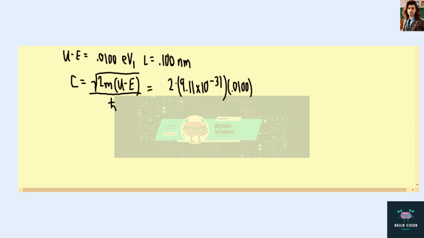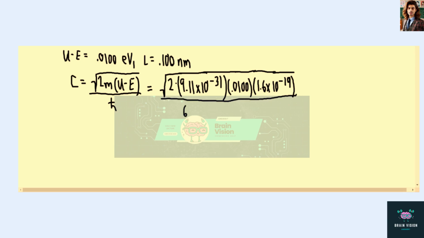So we have 2 times the mass, and that's 2 times 9.11 times 10 to the minus 31 for the electron, times U minus E, which we know in electron volts, and then we're going to multiply by a conversion factor from electron volts to joules, since we have everything else in SI units. And then we'll take the square root of all of that, and then divide by h bar, which is 6.626 times 10 to the minus 34 joule seconds divided by 2 pi. This gives us, for C, 5.12 times 10 to the 8th inverse meters.